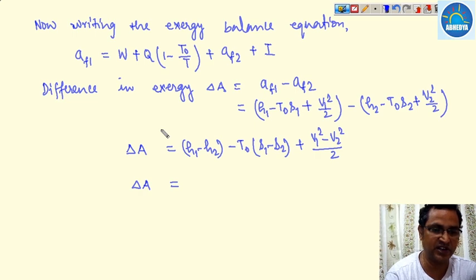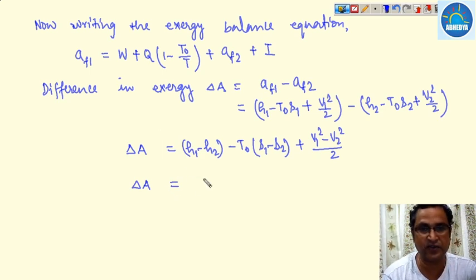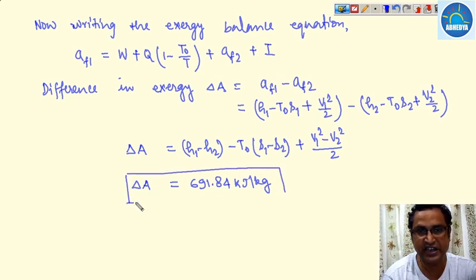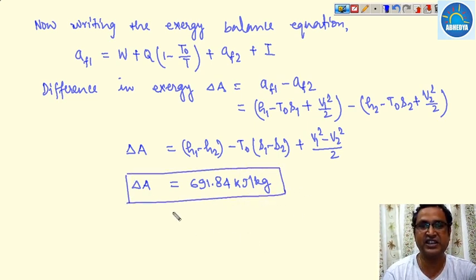I have calculated it already, I am just telling you. Once you calculate this value, it comes out to be 691.84 kilojoule per kilogram. So this is your availability change. And what is this availability change? This is your actual work.